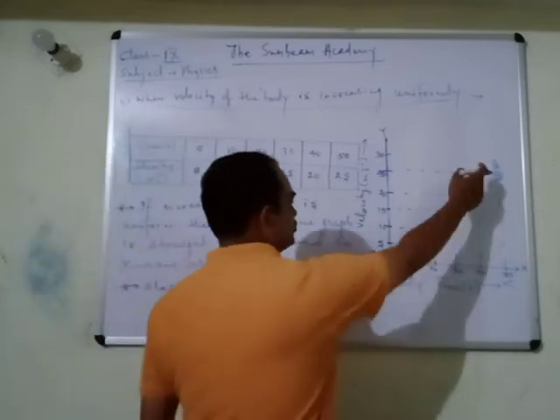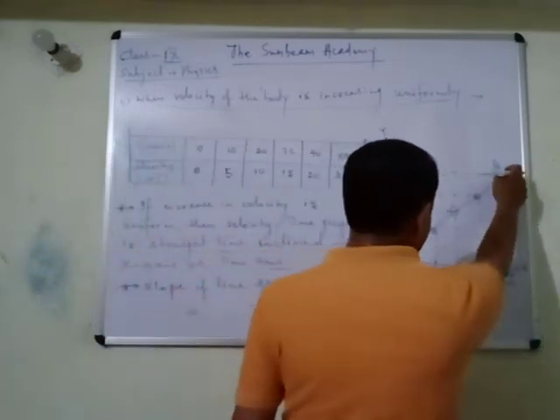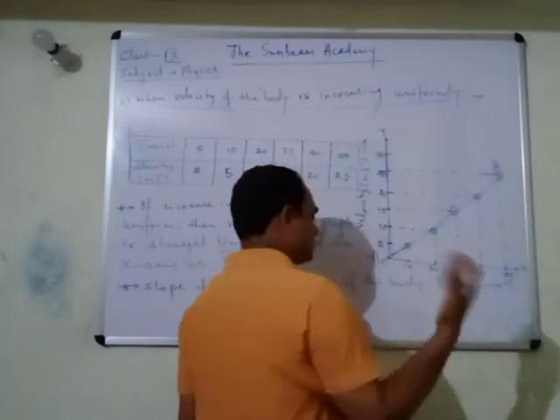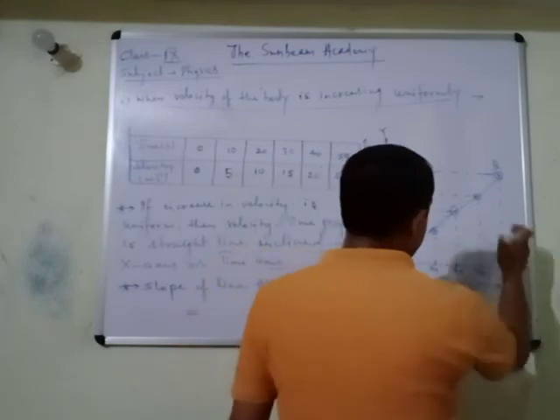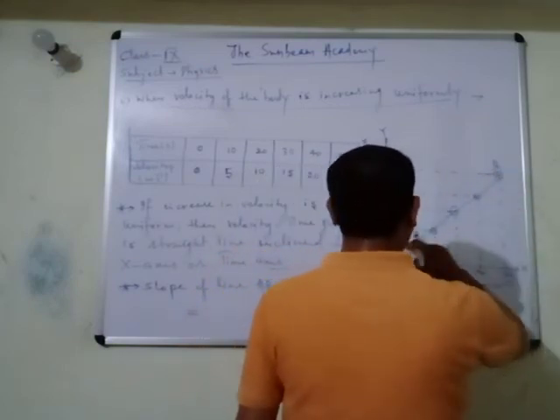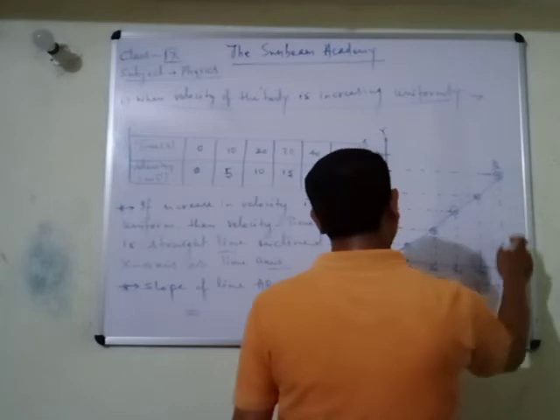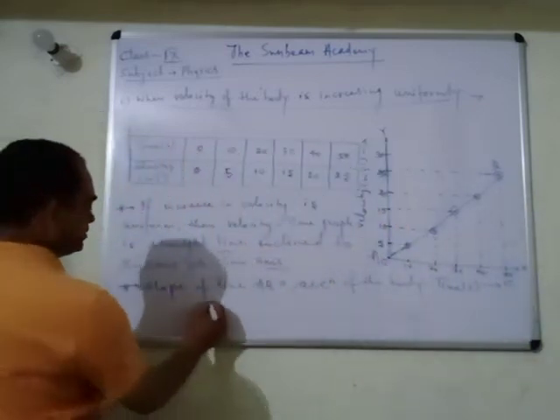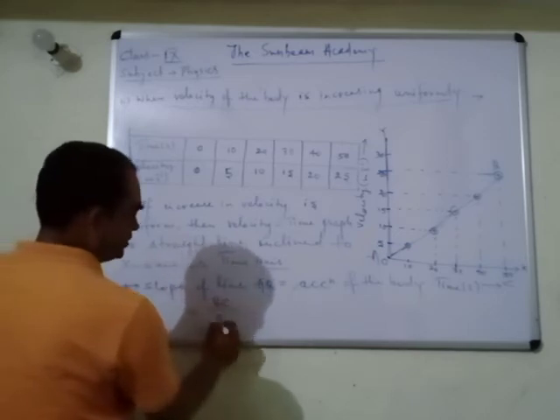How we calculate the slope? The slope can be calculated by dividing BC by AC, because formula of slope that I have discussed in the previous video. How we calculate the slope of line AB? That formula is perpendicular by base. In order to calculate the acceleration of the body, you will divide BC by AC.